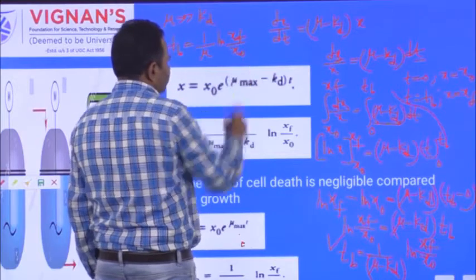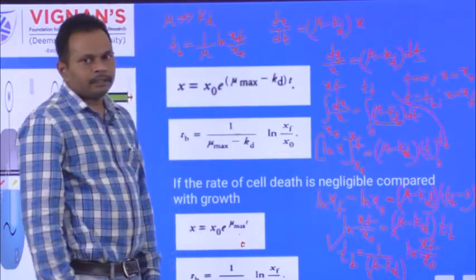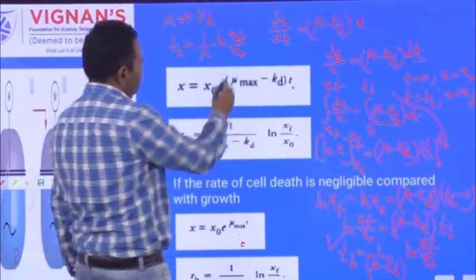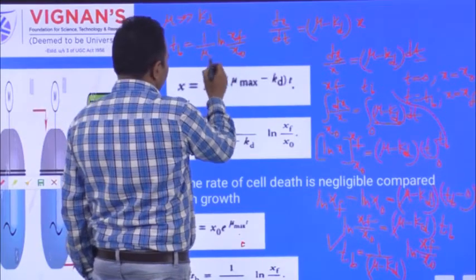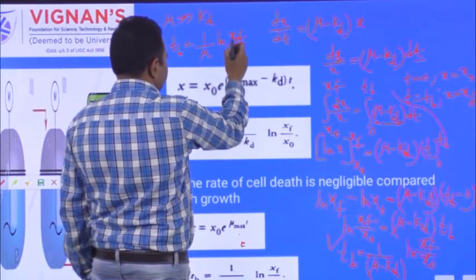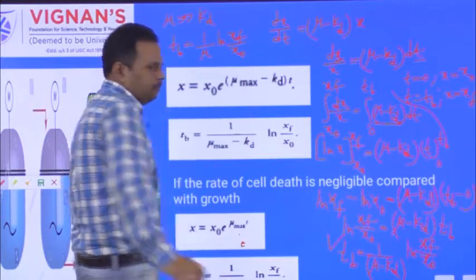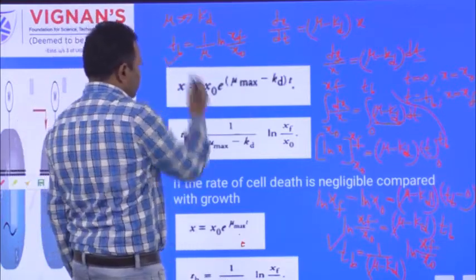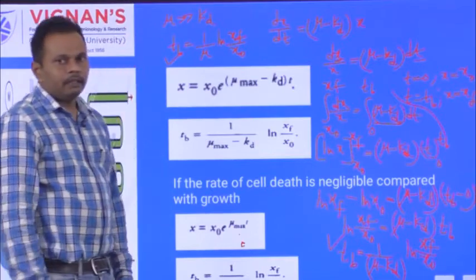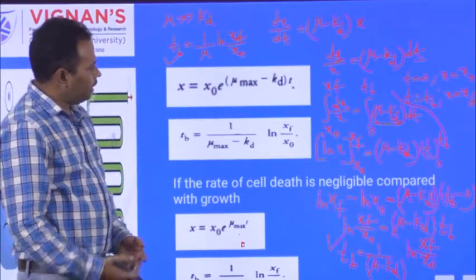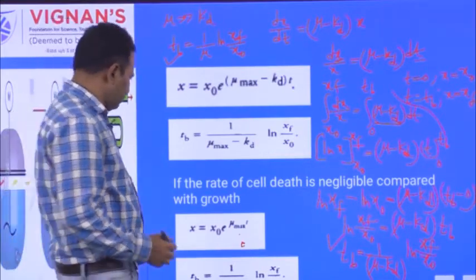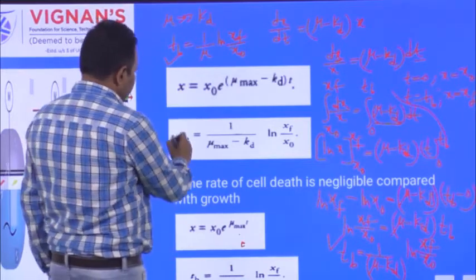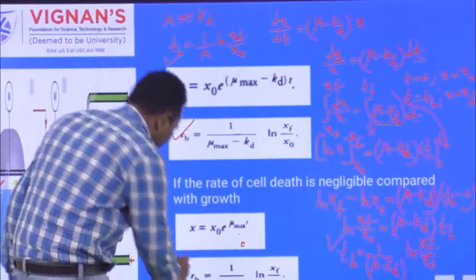Once you know the initial inoculum concentration x naught, the mu value, and the xf value, you can find out tb. If you know x naught, xf and mu, you can find out the batch time required. These are the equations: tb is equal to this, and here we got the tb.